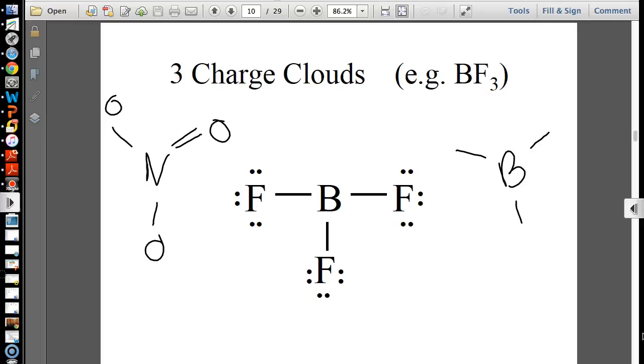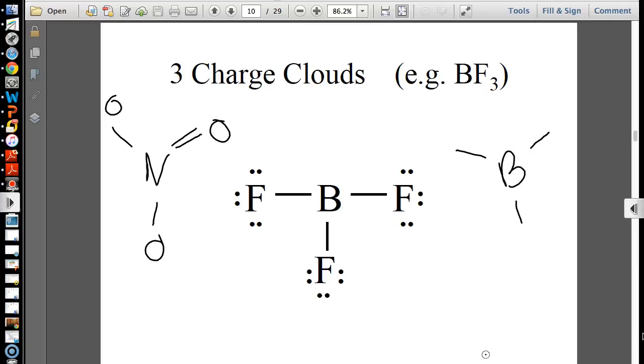A double bond doesn't count any extra or different. This is going to be a trigonal planar, just like this is. So you're going to do some practice here, and you'll see this. You'll have to fulfill the octet on the central atom by moving a lone pair, making a double one. This isn't any different than that.